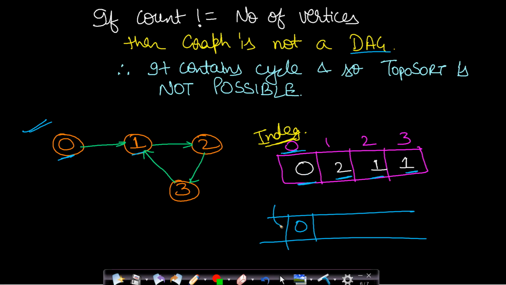Now once you have pushed this node 0, then you will try to remove this node. So when you remove this node, then this node 1 will only get affected and its in degree value will be decremented by 1. So this will now be 1. Okay, now this is processed.